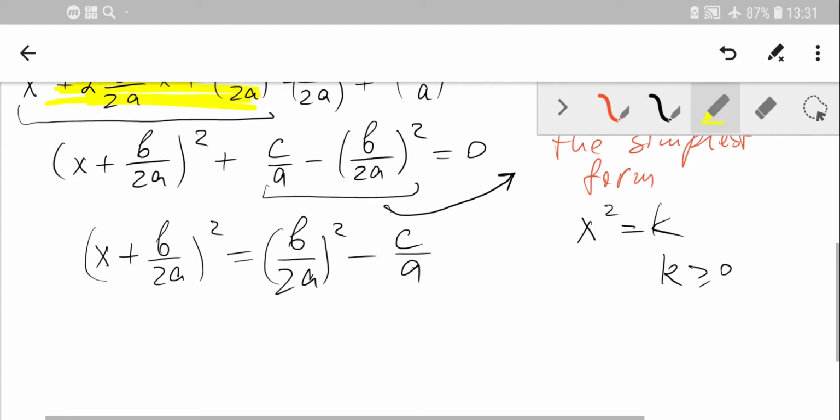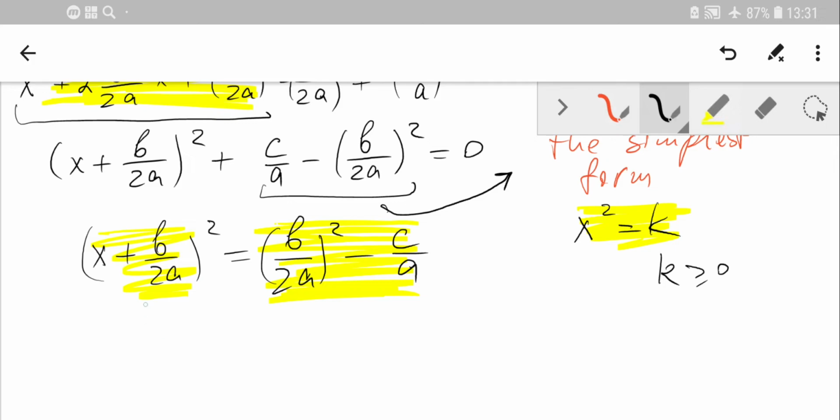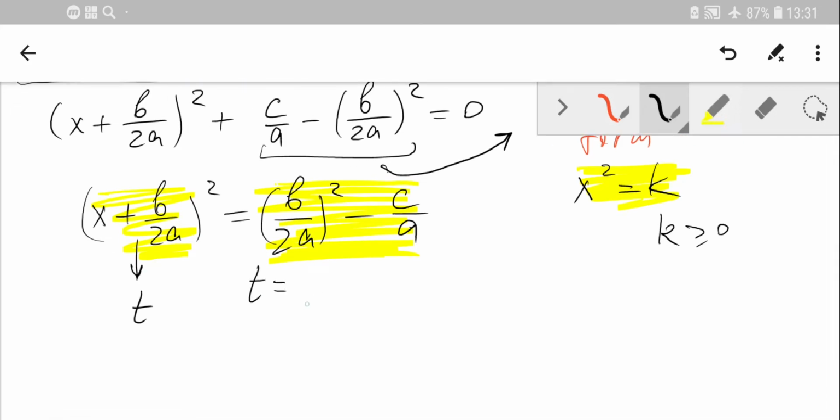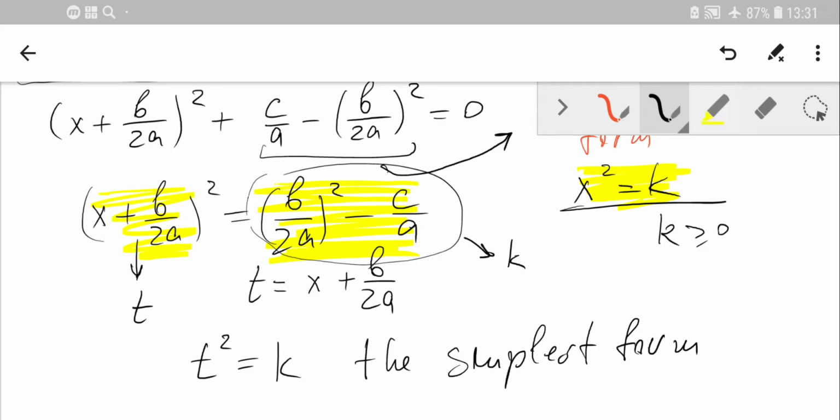Alright, now let's compare it with the simplest form. We have that, and this is k, and this is your left-hand side. So you can say that if you mark as t what stays in the brackets, so t is x plus b over 2a, you get t squared equals, and if you mark that as k, you get equals k. So right now you've reached the simplest form of the quadratic equation.